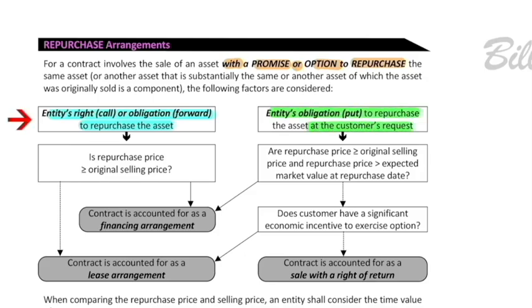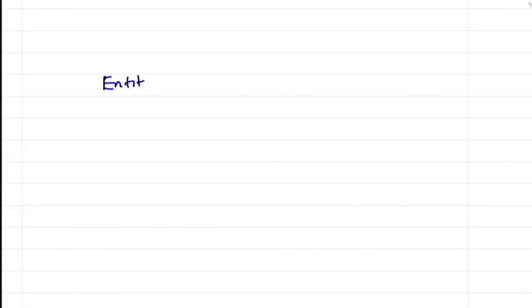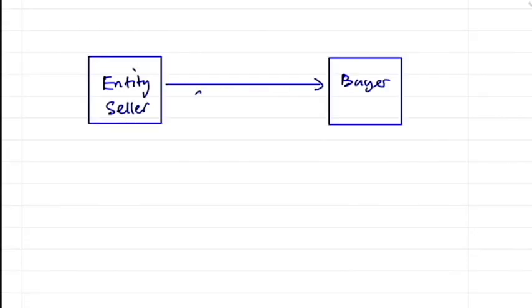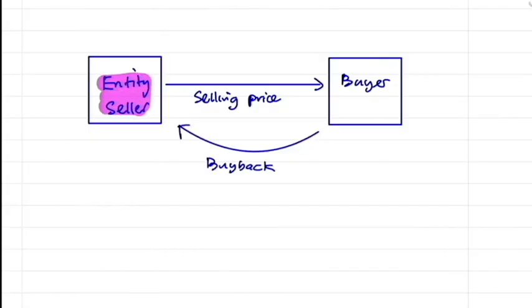The first type is considered as a call or forward contract. The second type is a put contract. If the entity has a right or obligation to buy back, is the repurchase price more than or equal to the original selling price? The entity is the seller, this is the buyer. Selling price to buy back. Should the entity account for this as a sale of goods and services?